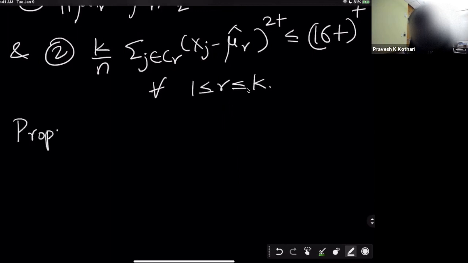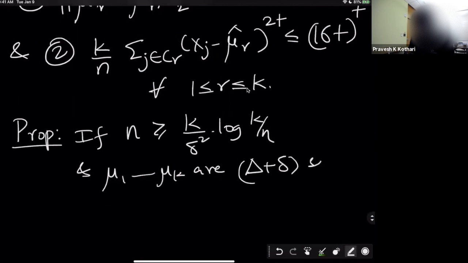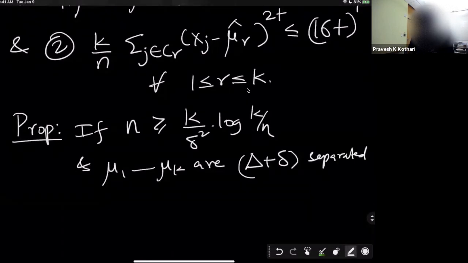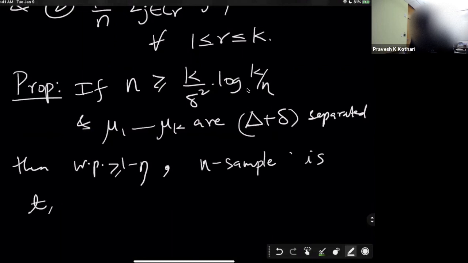I'll just state it. If n is larger than k over delta squared log k over eta, and mu 1 through mu k are delta plus small delta separated, then with probability 1 minus eta, an n sample is t delta good. Okay.